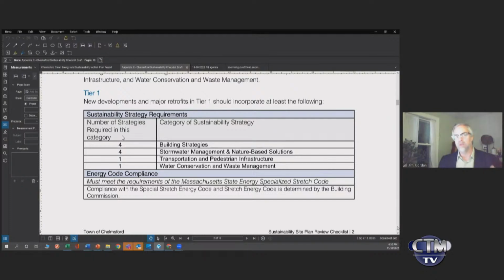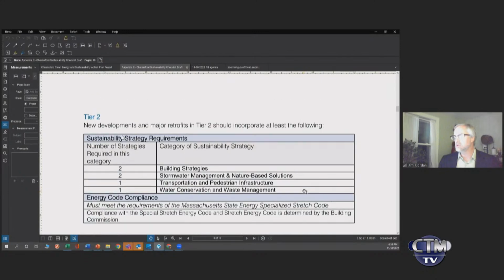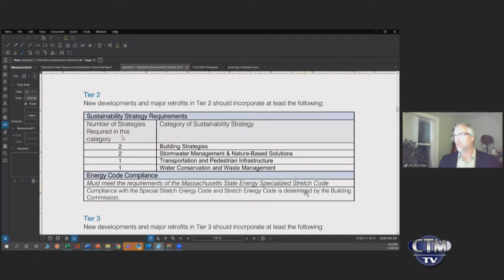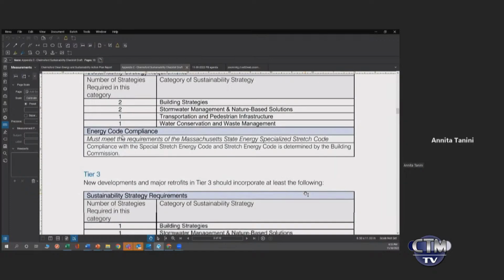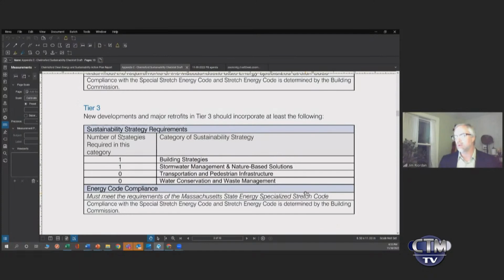But at the point that this actually gets embedded in your regulations in a way that it's required, the proposed approach in this report is that you implement a certain number of building strategies, a certain number of stormwater management, nature-based solution strategies, transportation, pedestrian infrastructure strategies, and water conservation, wastewater strategies. And then there were requirements for energy code compliance as well. So you can see this is tier 1. And then as we move down here, tier 2, a little less restrictive for the number of building strategies and stormwater strategies. And tier 3, a little less restrictive as well.